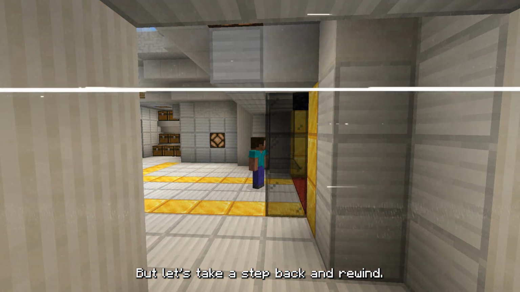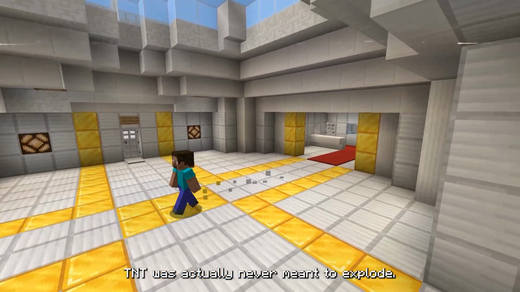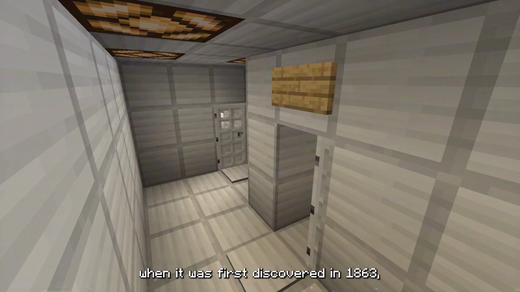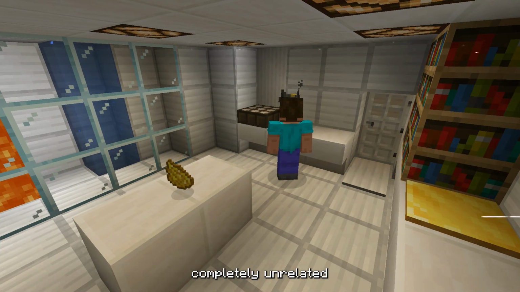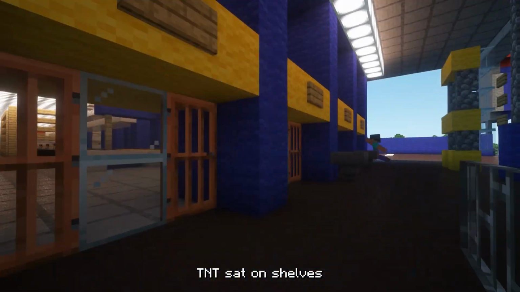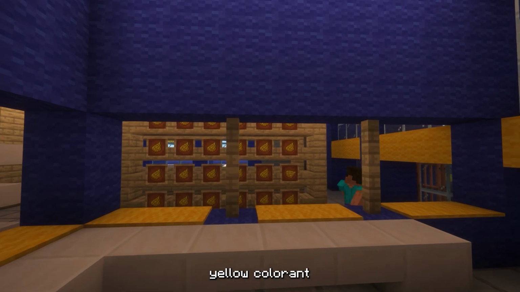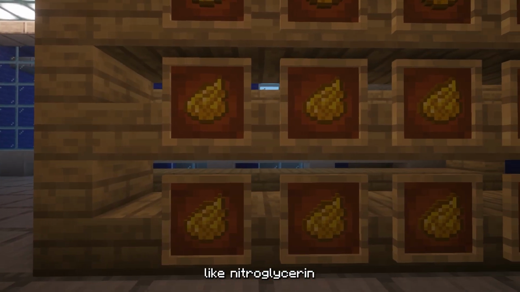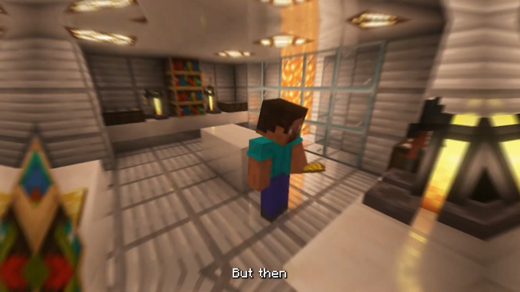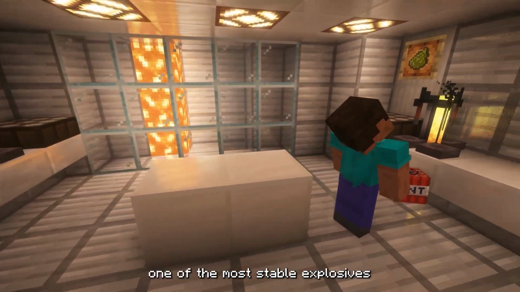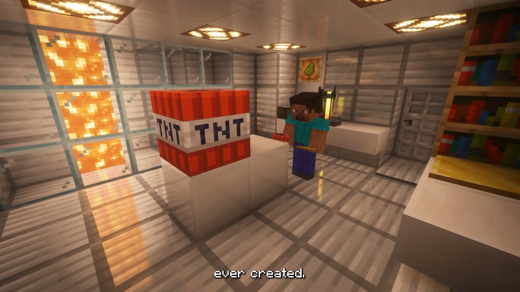But let's take a step back and rewind. TNT was actually never meant to explode. In fact, when it was first discovered in 1863, nobody even knew it was dangerous. Instead, it was used for something completely unrelated, making yellow fabric dye. For nearly 30 years, TNT sat on shelves as nothing more than a cheap yellow colorant, while other far more dangerous explosives like nitroglycerin dominated the scene. But then, chemists made a shocking discovery. This ordinary dye was actually one of the most stable explosives ever created.